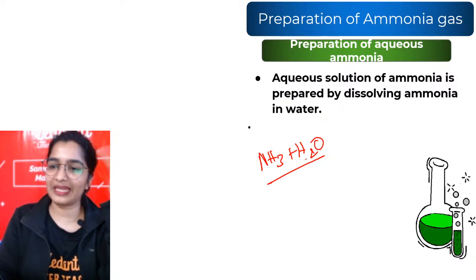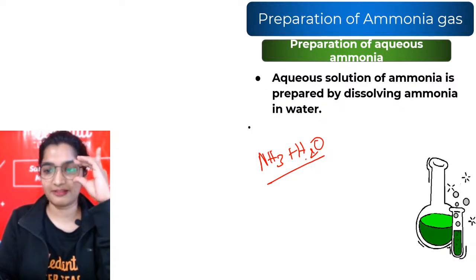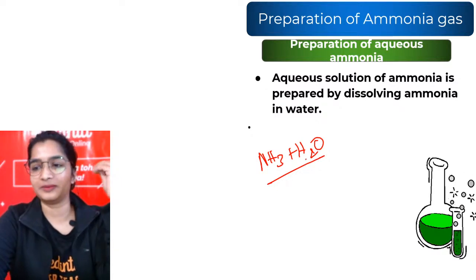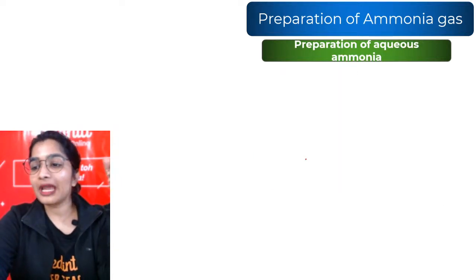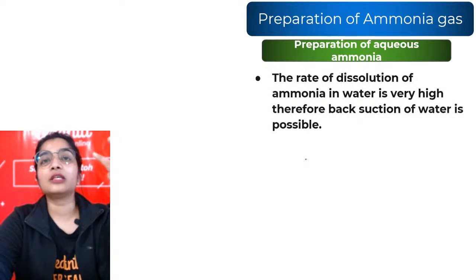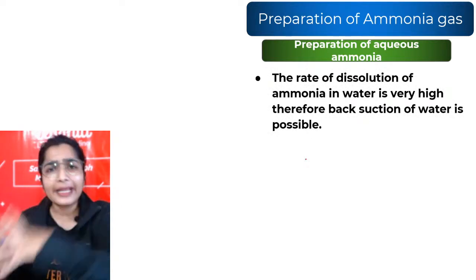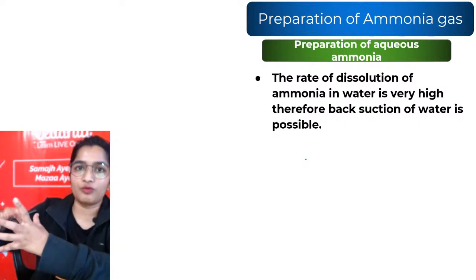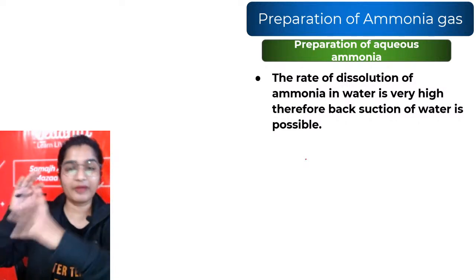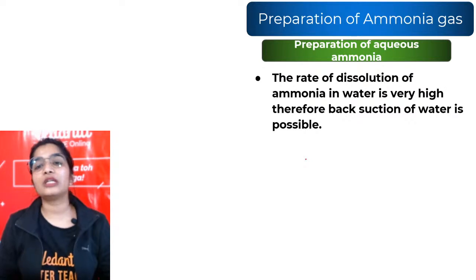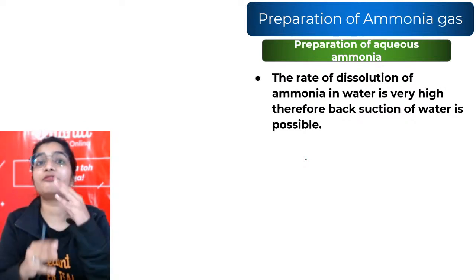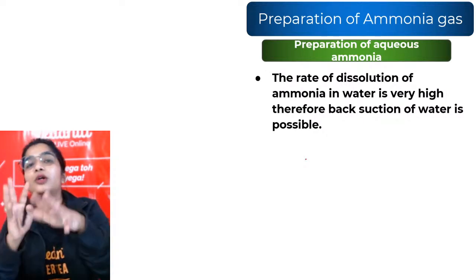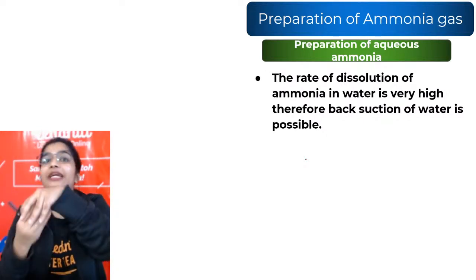NH3 plus H2O, you will get base. Which base? Funnel arrangement. Very good. So what happens here is, ammonia being highly soluble in water, sometimes there will be back suction of water. That is, water enters the funnel. We don't want that to happen. So that is the reason the funnel should just touch the surface of the water, to make sure that the water does not get into the funnel.